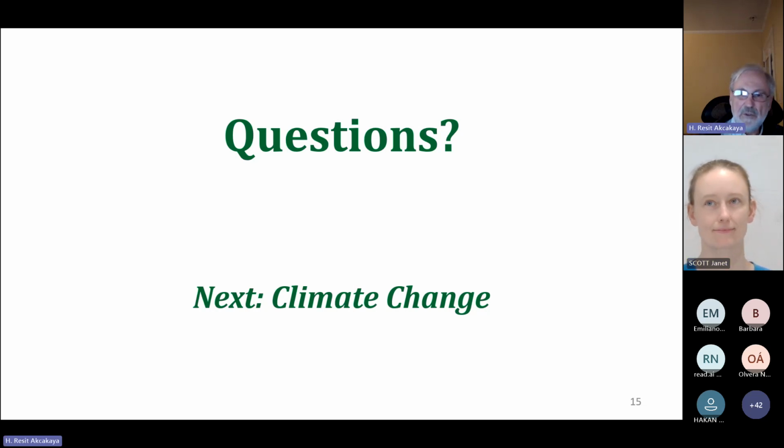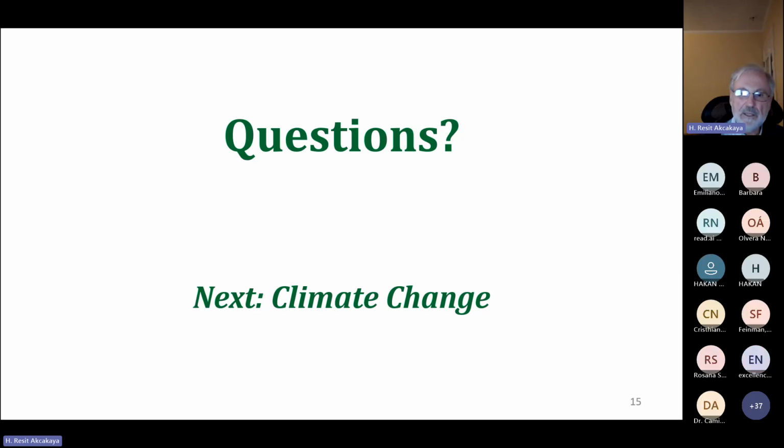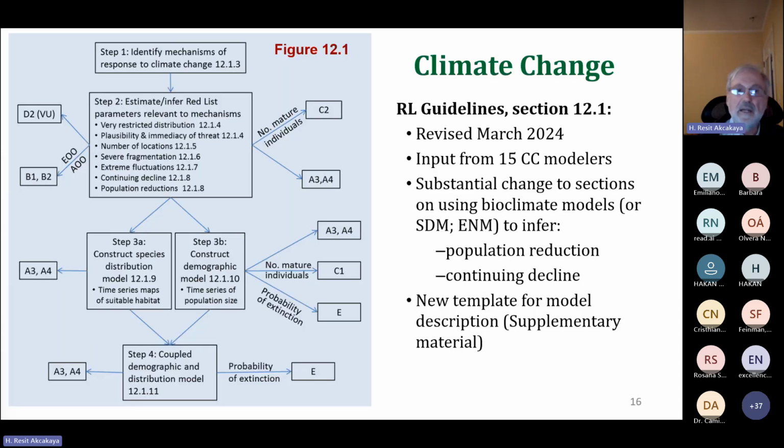Okay, so climate change, of course, is a difficult topic, a threat that is impacting many species, and its application to red list criteria is complicated. So how to think about climate change in the context of Red List is covered in section 12.1 of the guidelines. That was written maybe about 10-15 years ago. But earlier this year, we substantially revised this section. We asked 15 climate change modelers to give us ideas and input about how to update this section with new information, new findings, and new methods.